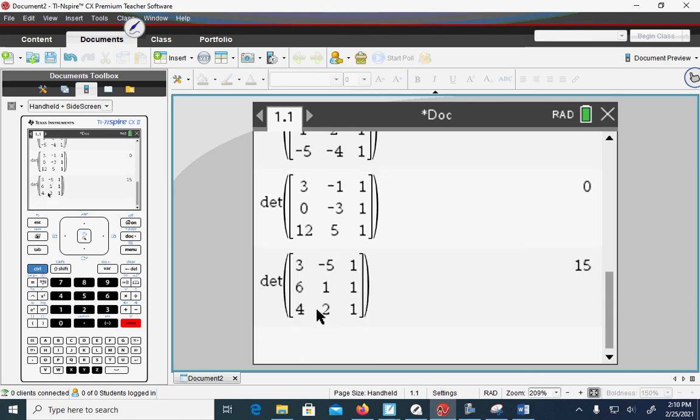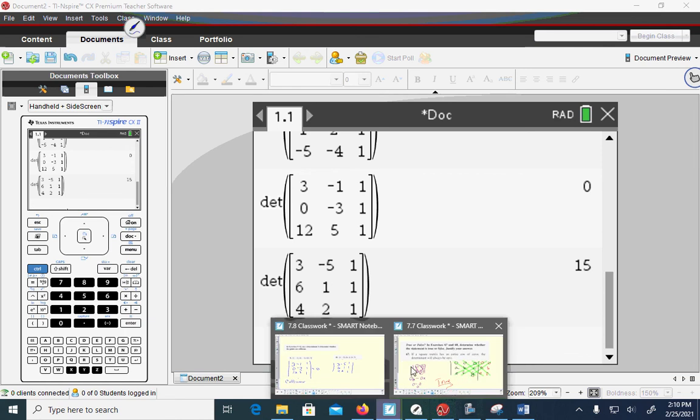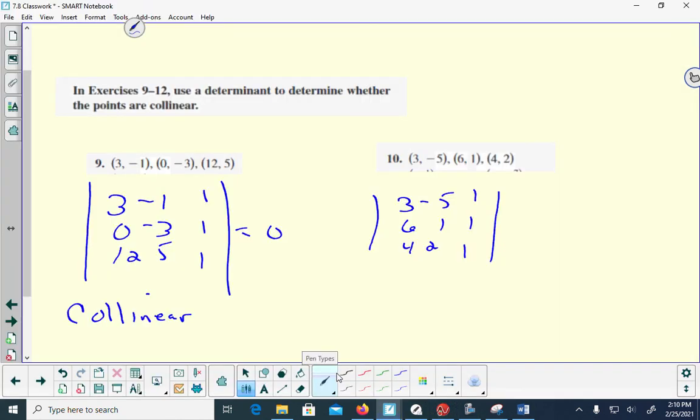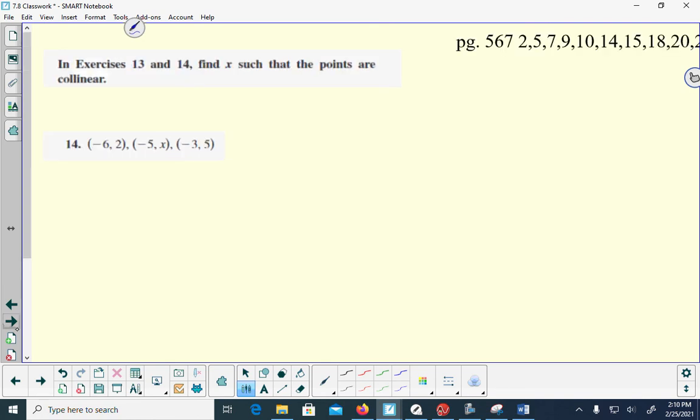And when I do this one, I get 15, which is not 0. So they are not collinear. And that's all you have to do to determine if points are collinear or not. Okay, moving on to number 14, it says find x such that the points are collinear.